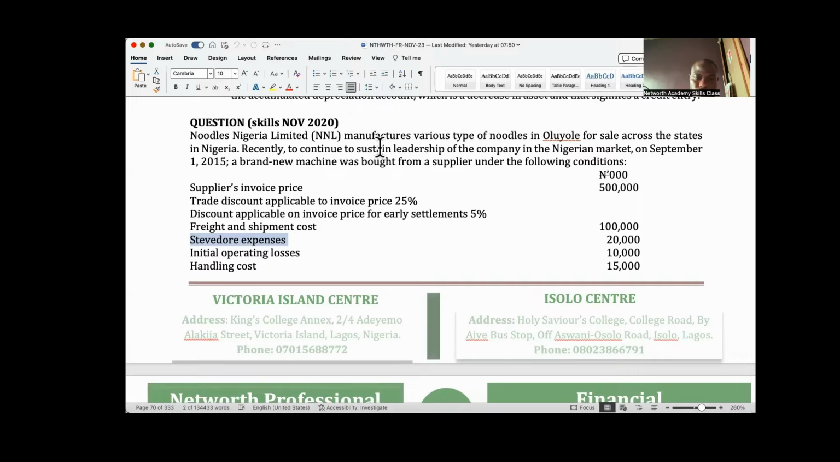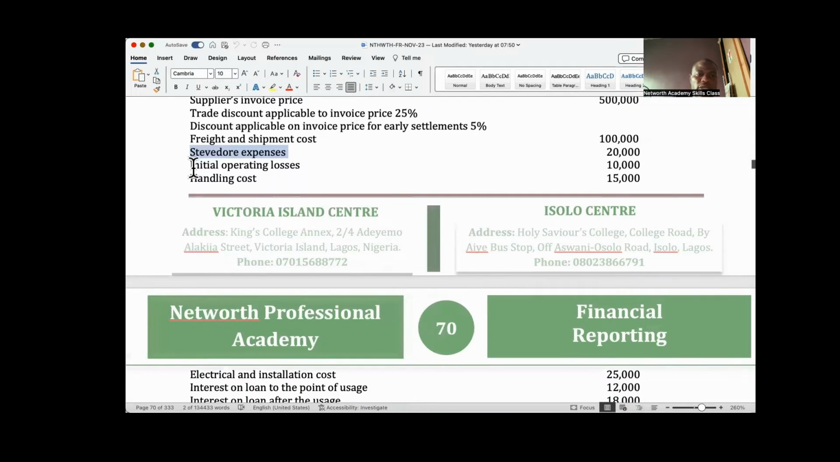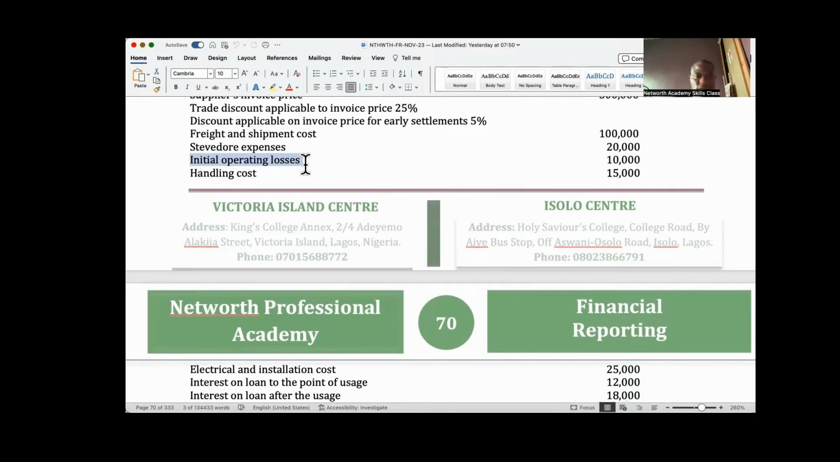Okay. Let's look at the next one. That's correct. What about initial operating losses of 10,000? Would that be capitalized? No, it should not be capitalized. Initial operating losses. We mentioned this one. If you are making losses before you started using the assets, that should not be capitalized. So initial operating losses should be expensed.